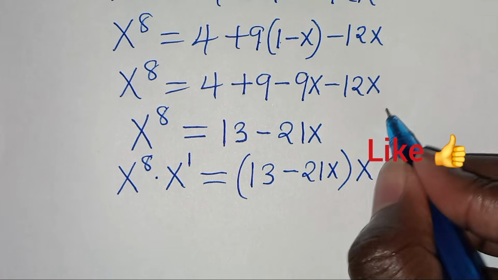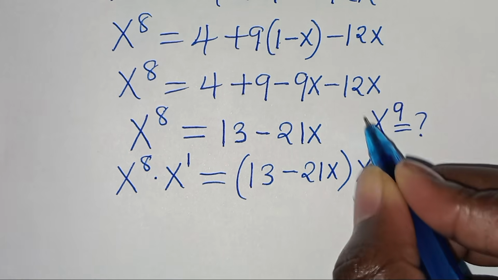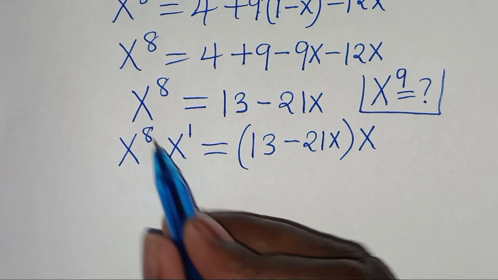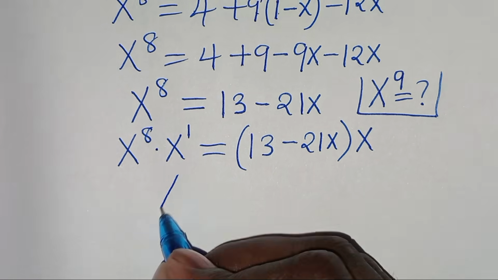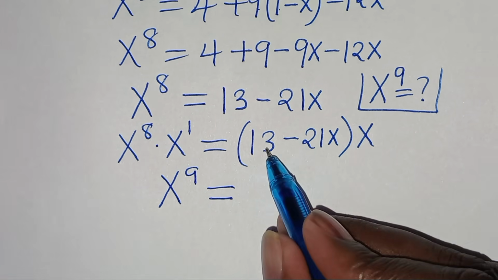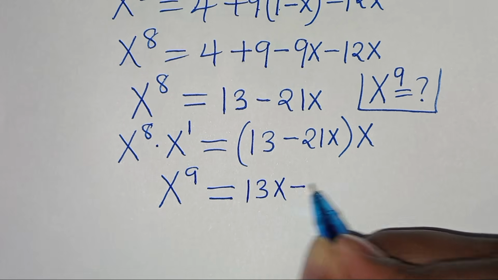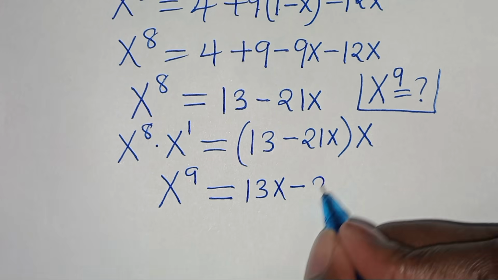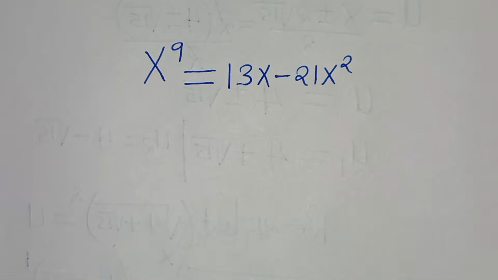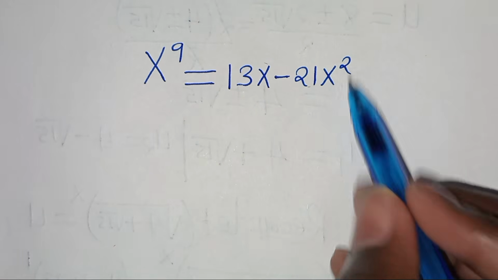Remember, our goal is to determine what is x to the power of 9. So this means that here x to the power of 8 times x to the power of 1. So this is x to the power of 9. This is equal to, let's open the parentheses here, 13 times x. This is 13x. Subtract 21x times x. This is 21x to the power of 2. We have x to the power of 9. This is equal to 13x minus 21x to the power of 2.